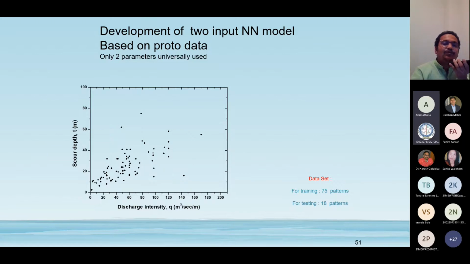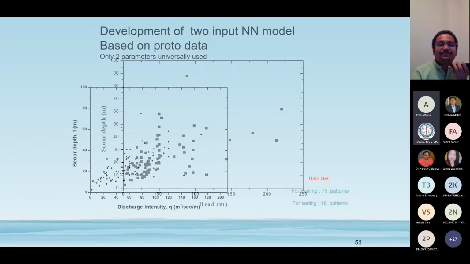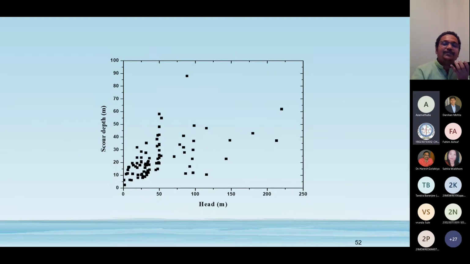Then depth of scour versus discharge intensity, I have plotted. You can see there is no relationship. If you draw a line, again it is the same, highly random. Next please. See here also the same, if I plot head versus depth, there is no relationship. So what can we do in this case? I derived a regression model, and I also used neural networks.